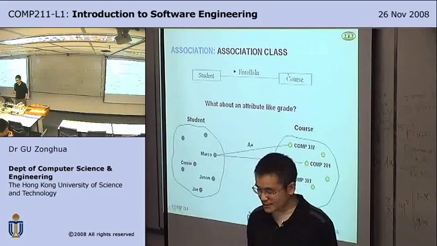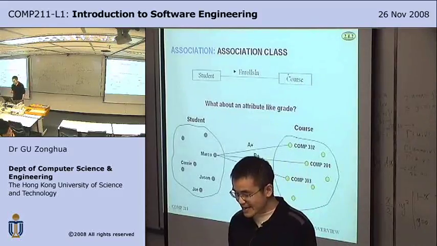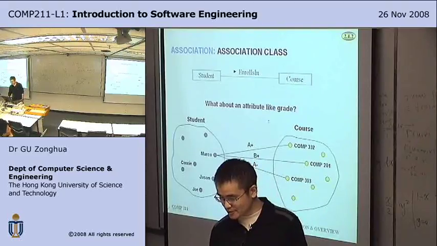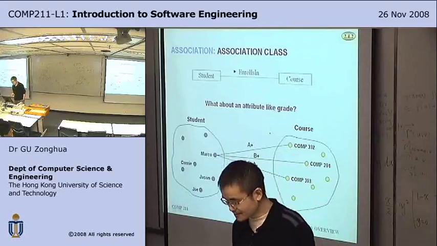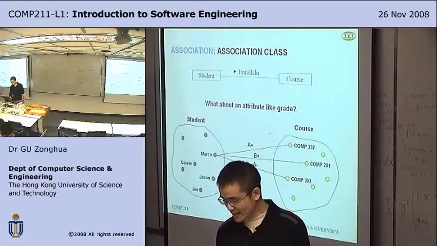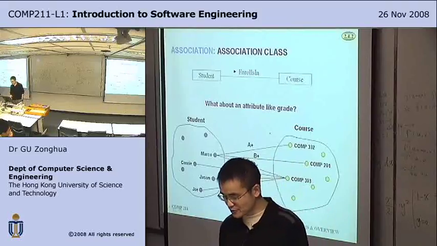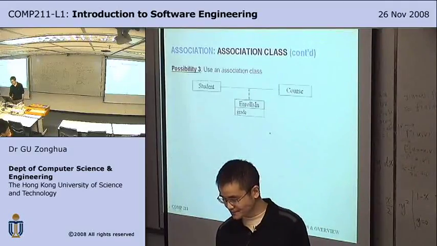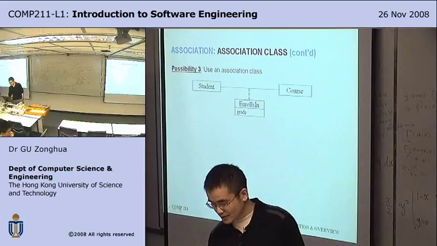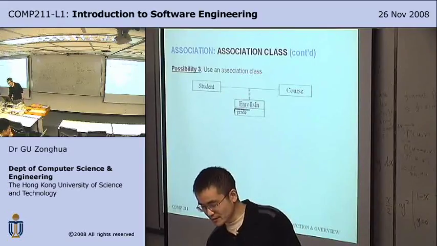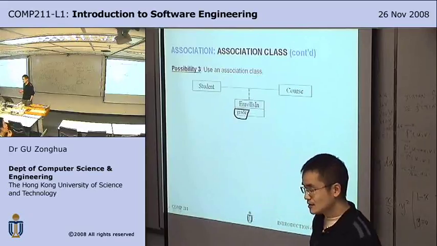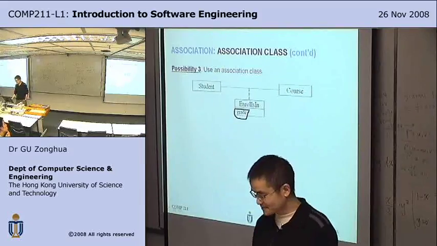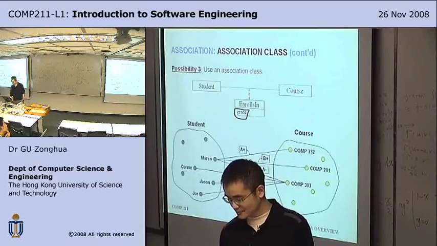Now, an association class is needed in this situation where you need to associate an attribute with the association. Say the grade of the enrolling association between every student and course pair. So notice that only if you need to specify extra attributes, then you need an association class. Otherwise, you don't need it.